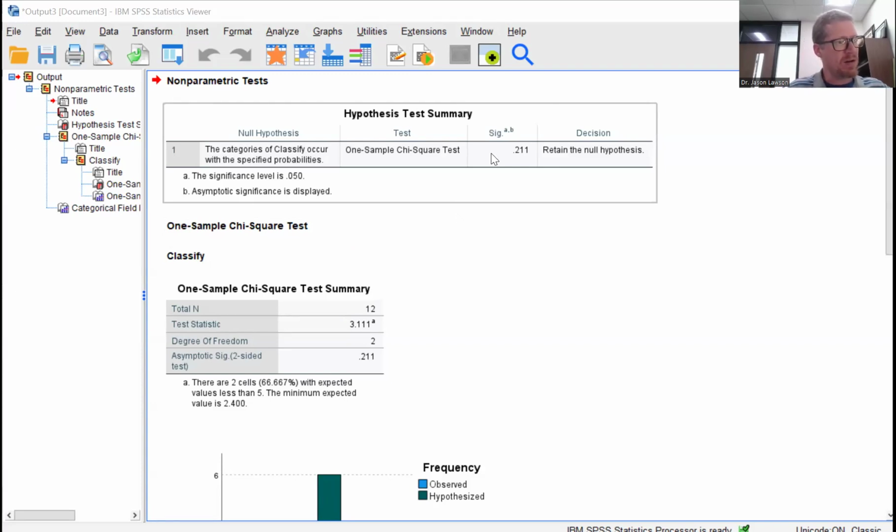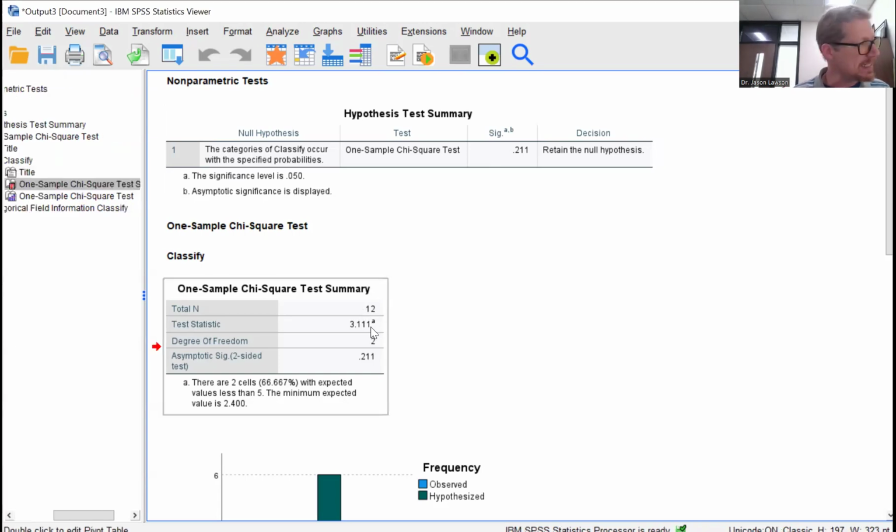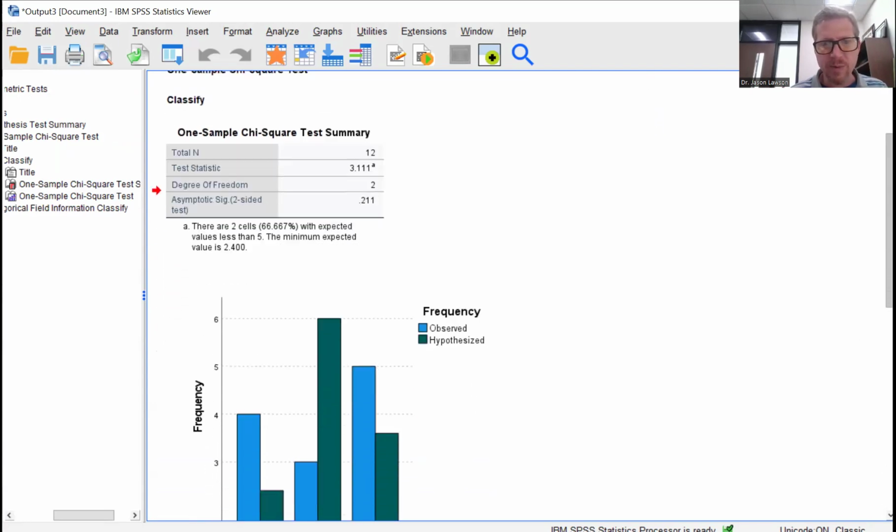Now we can compare with what is in the back of the book. If we go to page 234, we can double check. We should have a total sample size, or total N, of 12. We have the test statistic at 3.111. Our degrees of freedom are 2. Our two-sided significance is 0.211.